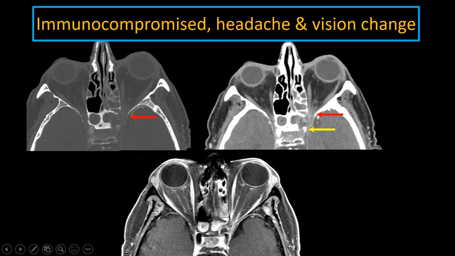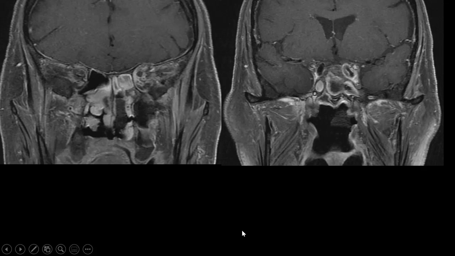And on MRI, we can see that there's actually abnormal enhancement of the wall of the ipsilateral cavernous left ICA, as well as inflammatory changes in the left orbital apex. In the coronal plane, the abnormal enhancement of the cavernous left ICA is seen, as well as abnormal enhancement extending into the left superior orbital fissure and left orbital apex.